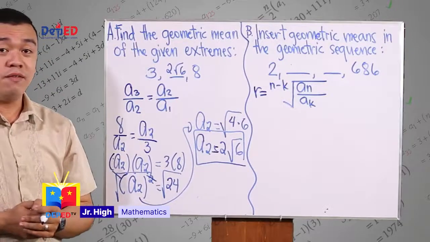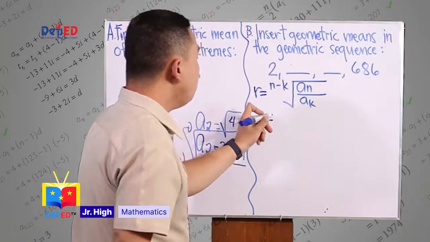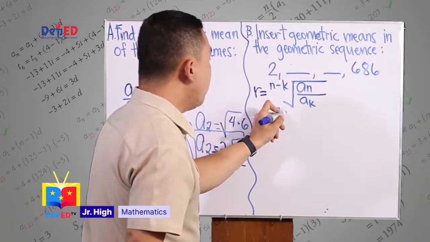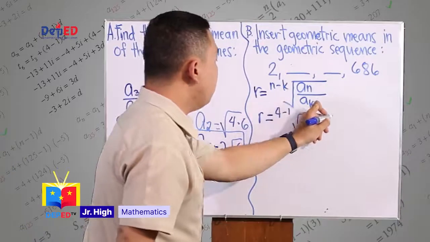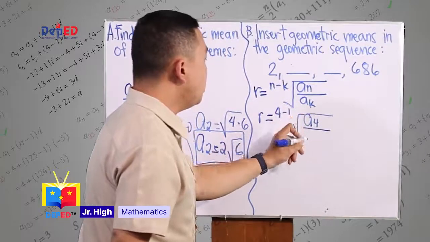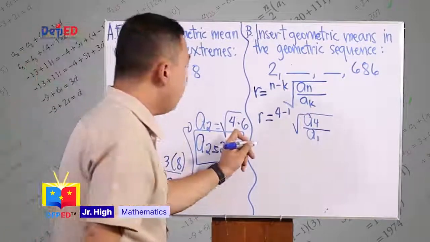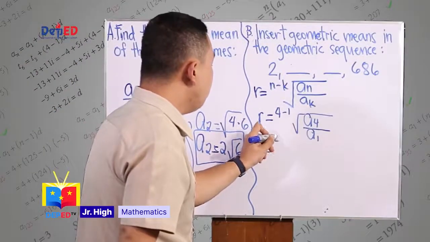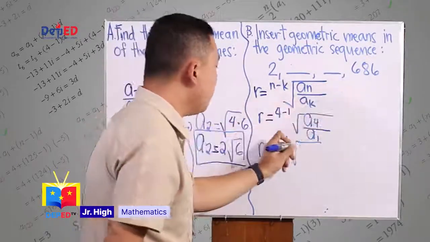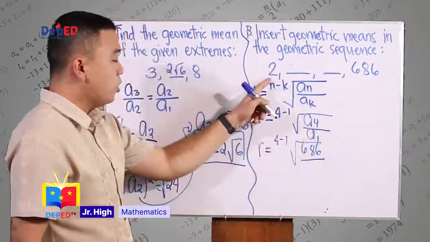Let's substitute the given values. So r is equal to, our n again is 4 minus 1, and the root of a sub n, we will use the value a sub 4, and our a sub k is a sub 1. Next, we will have r is equal to 4 minus 1, and the root of a sub 4, our fourth term, is 686, divided by our a sub 1, or the first term, which is 2.